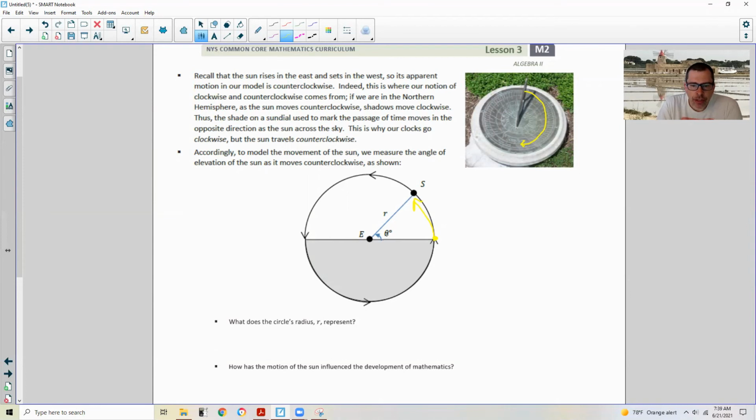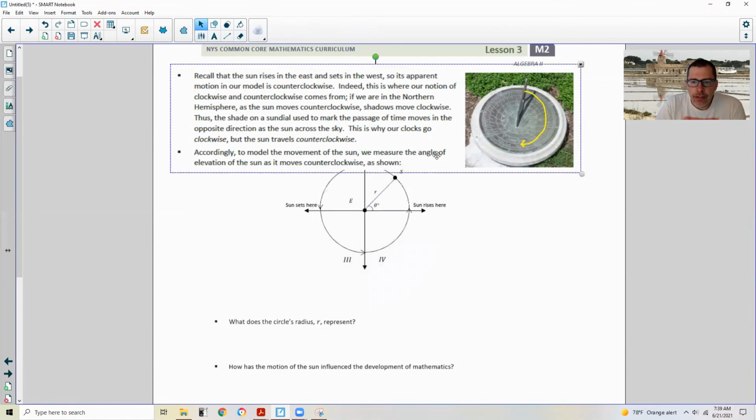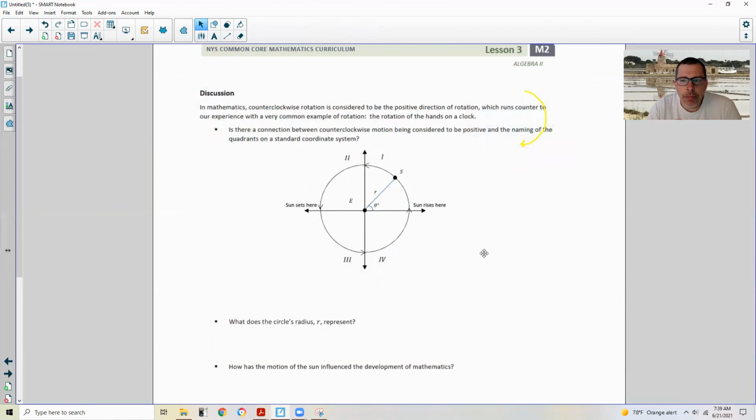So that angle measure increases as we go counterclockwise. And that is why the counterclockwise direction is used in the Cartesian coordinate plane. And that leads us to the discussion. In mathematics, counterclockwise rotation is considered to be the positive direction of rotation. So counterclockwise is positive, which runs counter to our experience with a very common example of rotation, and that is the hands on a clock.